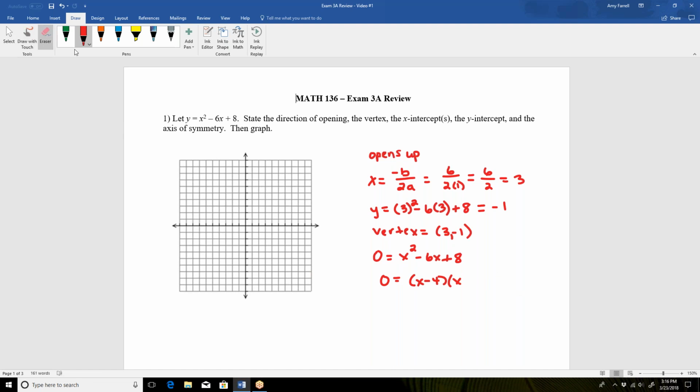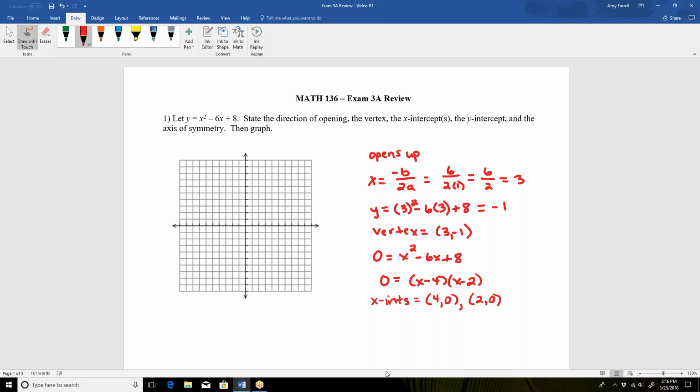So we'll set each of these factors equal to 0 and solve. So our two x-intercepts are (4, 0) and (2, 0). So I just set each of these factors equal to 0. I'm writing them as ordered pairs.